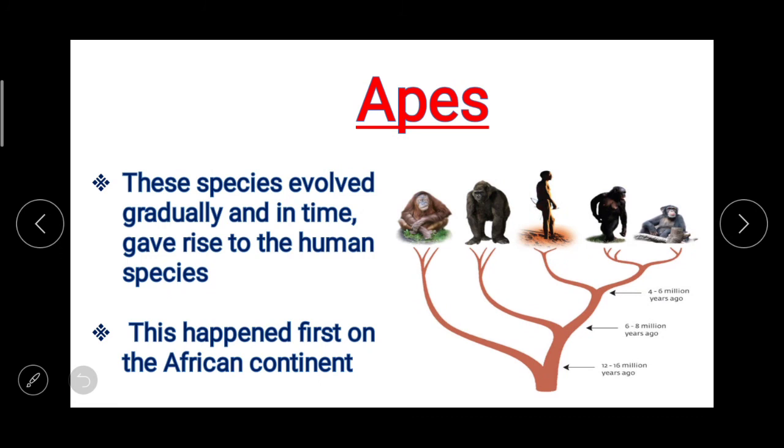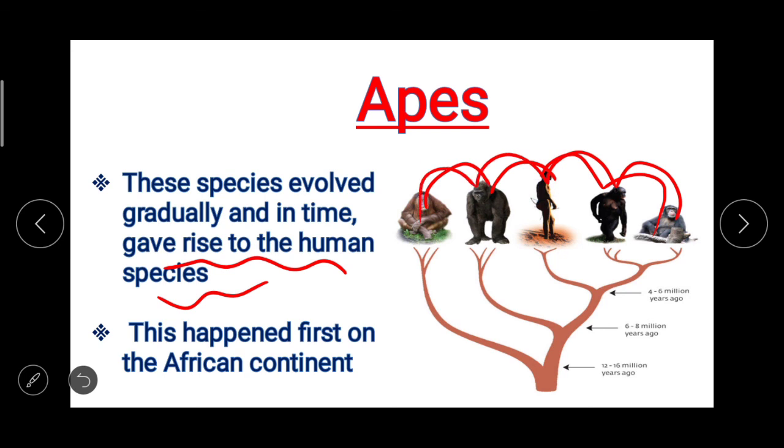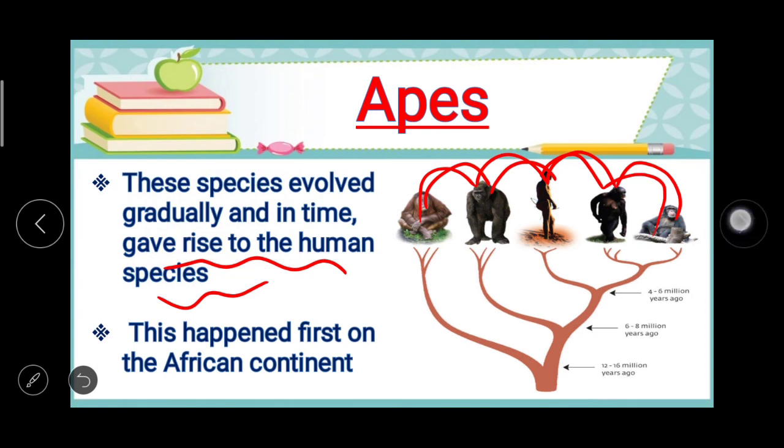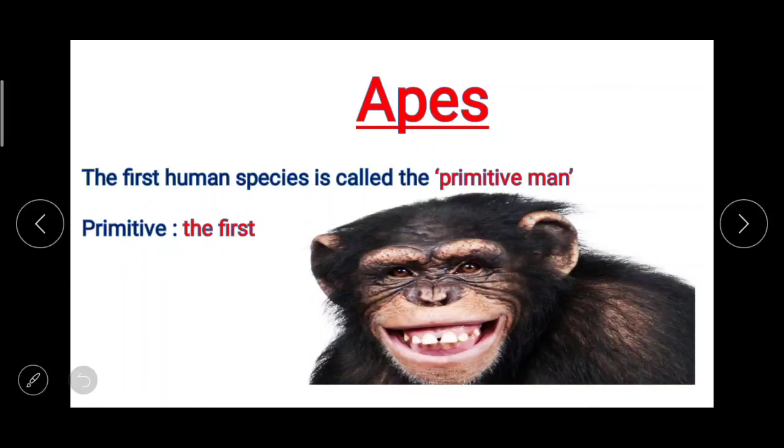These species evolved gradually and in time gave rise to the human species. This happened first time on the African continent. Now this thing is very important to understand about the evolution of human being, because in the next topic we are going to talk about the evolution of mankind, and for that this is the reference that these species of apes evolved gradually and in time gave rise to the human species. This, then this, then this, and then this. And this happened first time in the African continent. The first human species is called primitive man, which means the first.